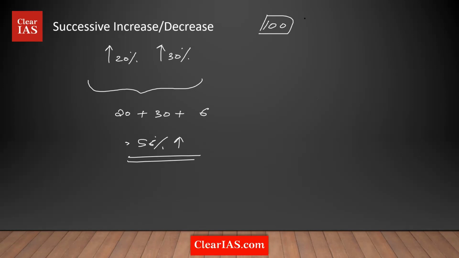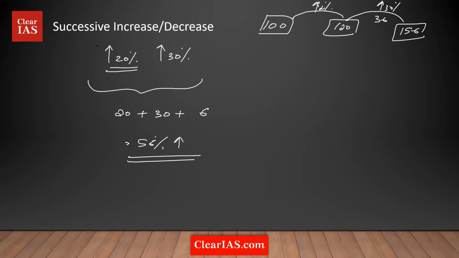So if you take a value also, you will get the same. If you are assuming 100, you are increasing it by 20%, you are adding 20% to it, you are getting 120. And let's say you are adding 30% to it. What is 30% of 120? 10% is 12 into 3, 36. You are adding it, you are getting 156. See, from 100 it increased to 156.